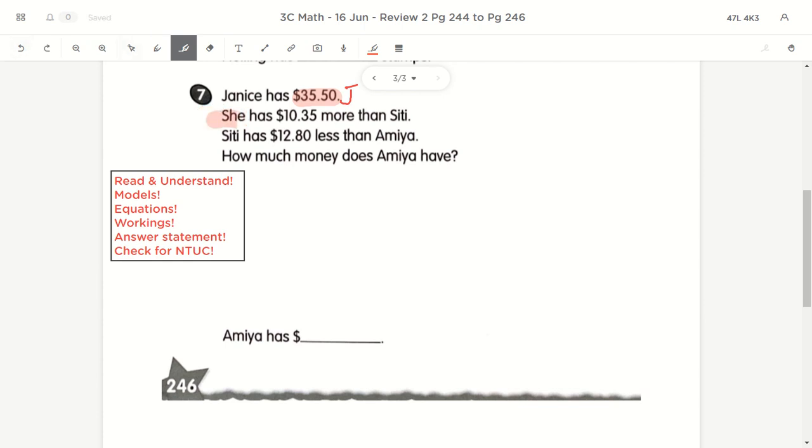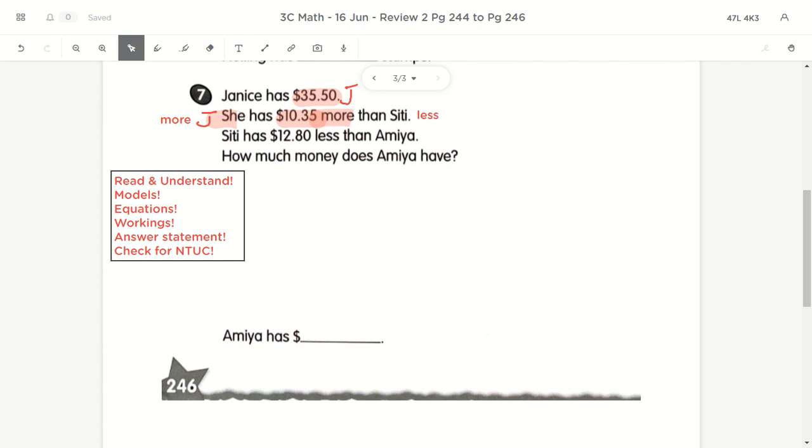Okay, she represents Janice. So Janice has $10.35 more than Siti. So Janice has more. If Janice has more, Siti will have less. The concept of more and less is very important, or else you don't know whether to plus or to minus later.